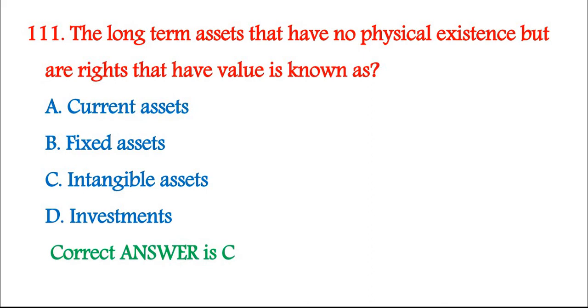111. The long-term assets that have no physical existence but are rights that have value is known as A. Current assets. B. Fixed assets. C. Intangible assets. D. Investments. Correct answer is C.